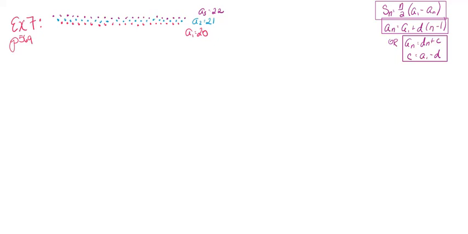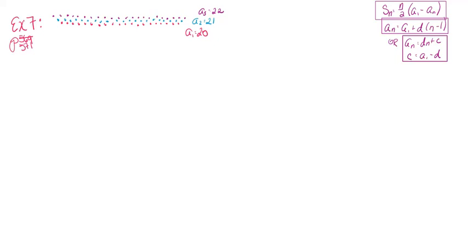Okay, now let's look at example 7 on page, I said 569. It should be 571 here. Sorry about that. On page 571. All right, so it says that an auditorium has 20 rows of seats. There are 20 seats in the first row, 21 seats in the second row, 22 in the third, and so on. And then there's a figure.